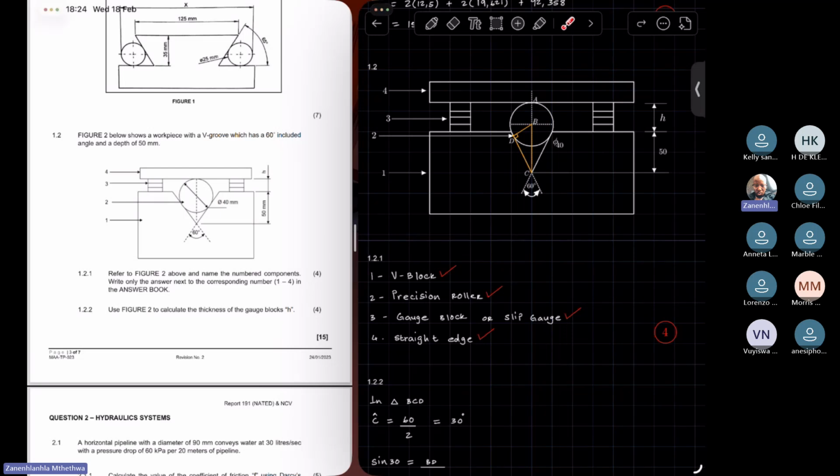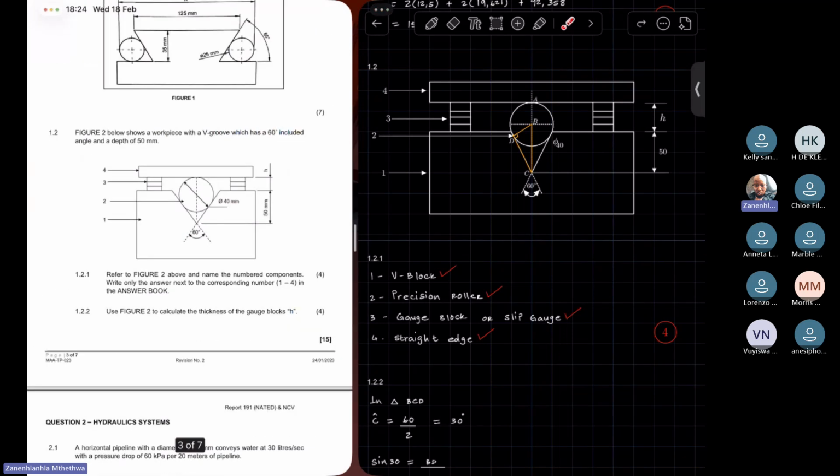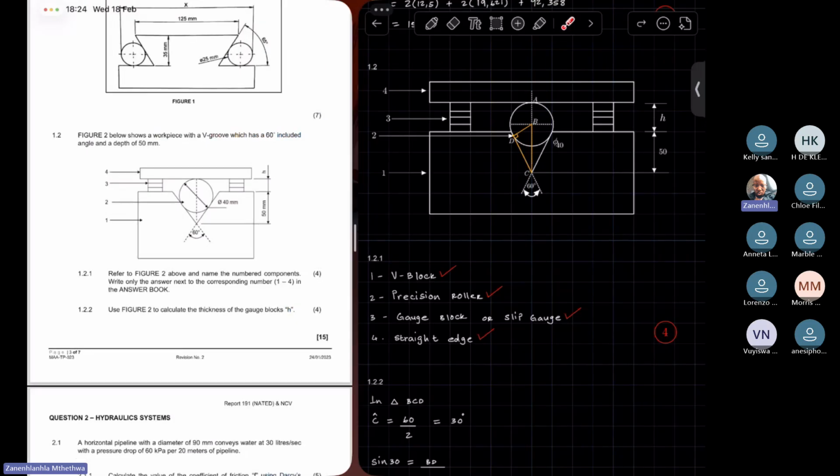Right. So 1.2.1 says refer to figure 2 above and name the numbered components. Write only the answer next to the corresponding number 1 to 4 in the answer book. Right. So number 1, this here is number 1. This is simply a V block. And number 2 is pointing at the precision roller.